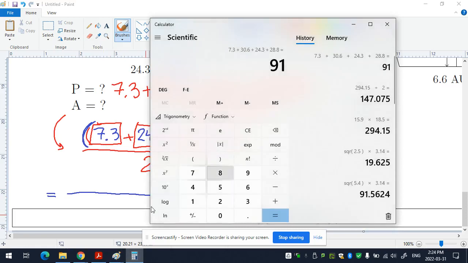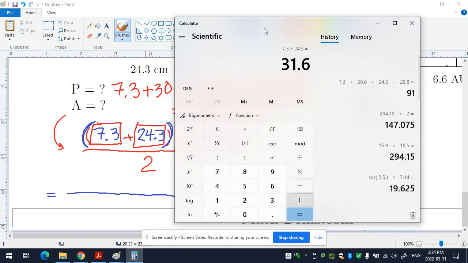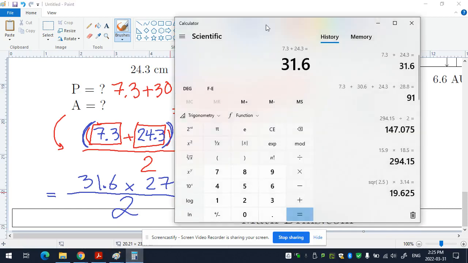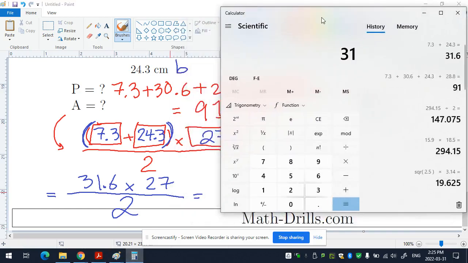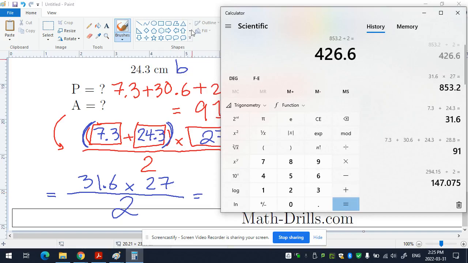So 7.3 plus 24.3, 31.6. Okay, 31.6 times 27, all divided by 2. So how much is that? Let's see. 31.6 and 27 divided by 2. 420. Yes.